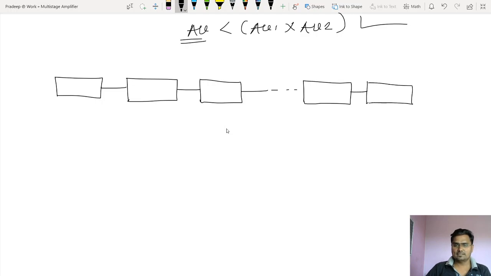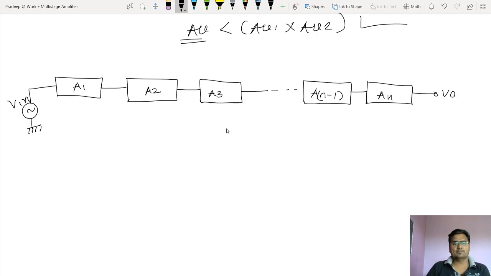I'm drawing more than one stage. I have a multi-stage amplifier, and if this is the first stage, I will connect the input voltage here. This is my input voltage, call it Vin, and this is the gain of the first stage, gain of the second stage, gain of the third stage. Like this, this is the gain of the n minus 1 stage, and this is the gain of the n stage. Now I have an n stage amplifier, whether single stage, double stage, 3-stage or 4-stage. Like this, I have n number of stages.